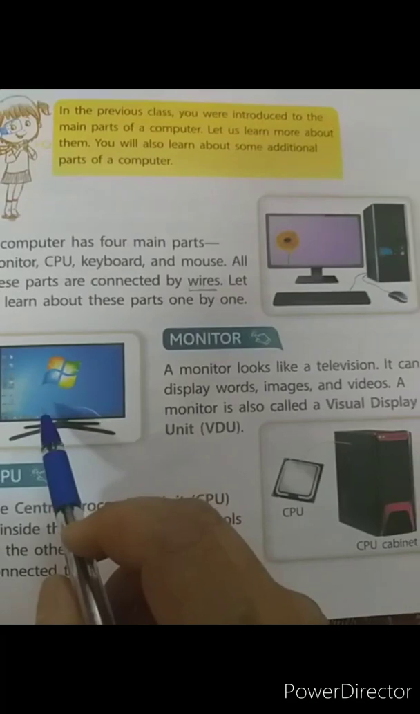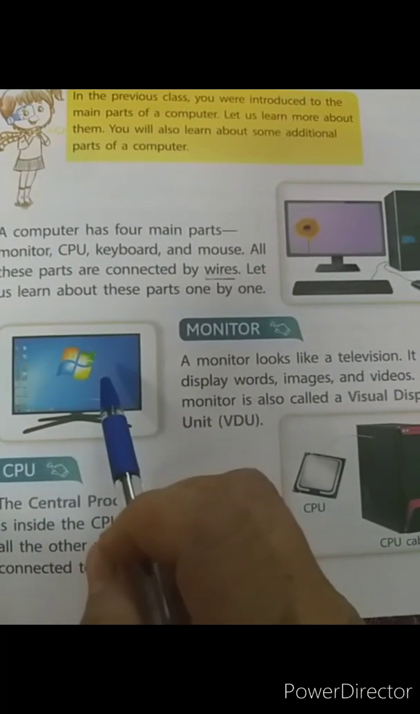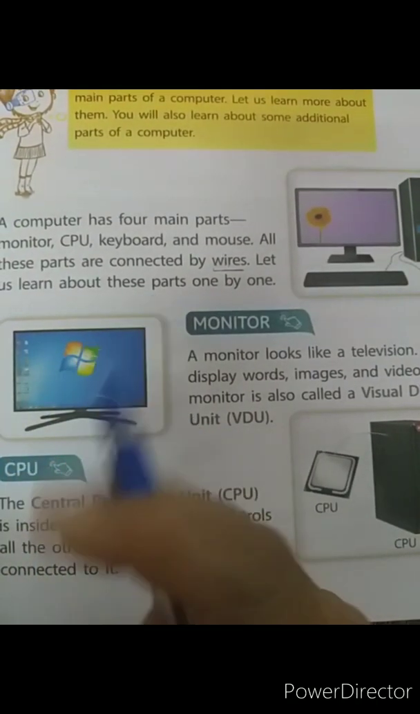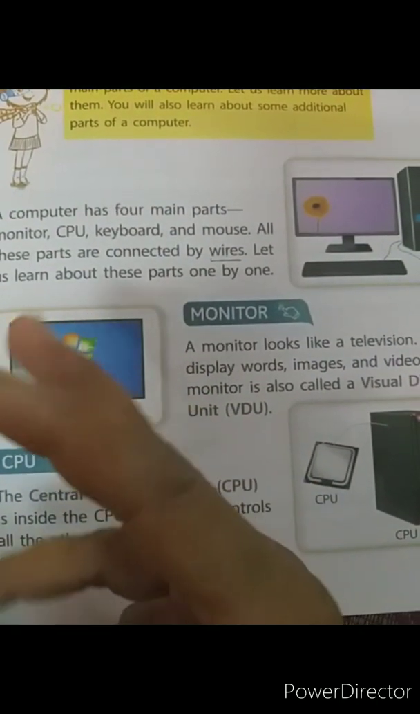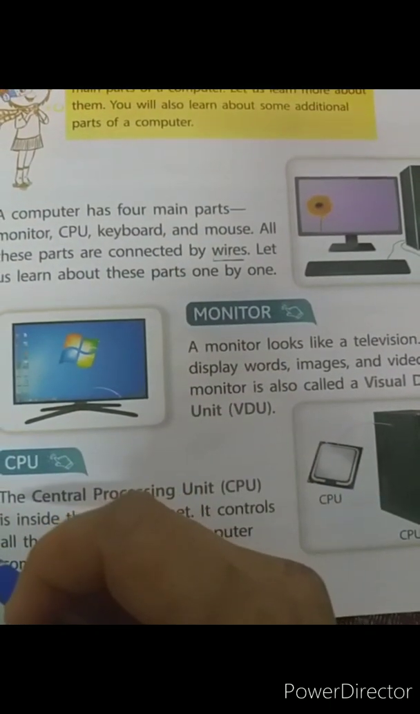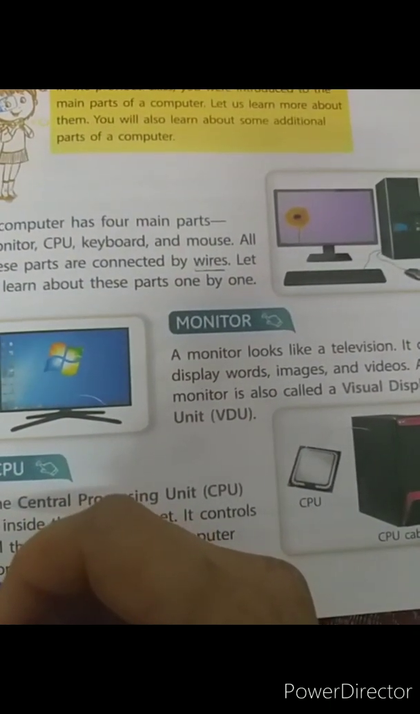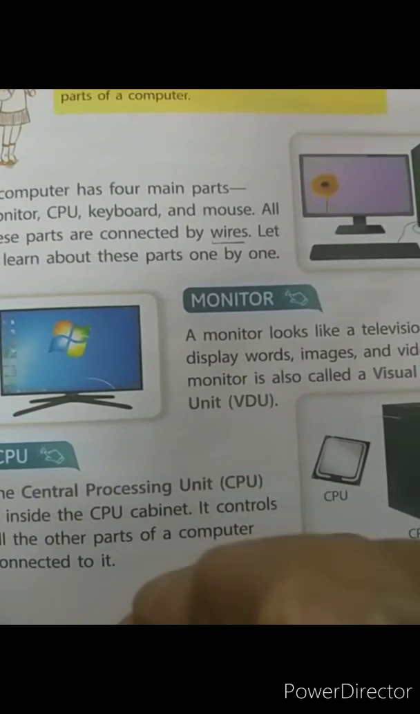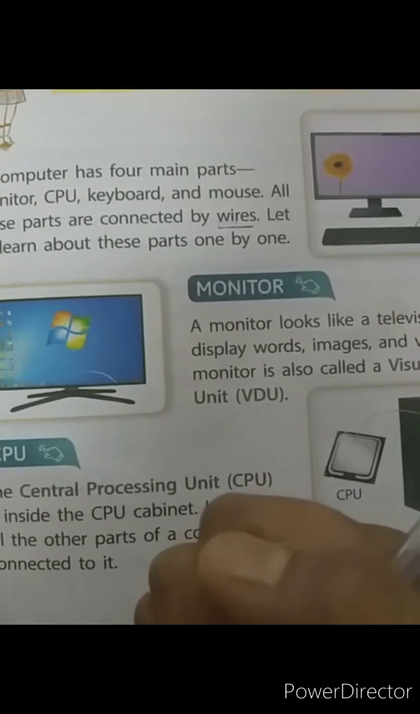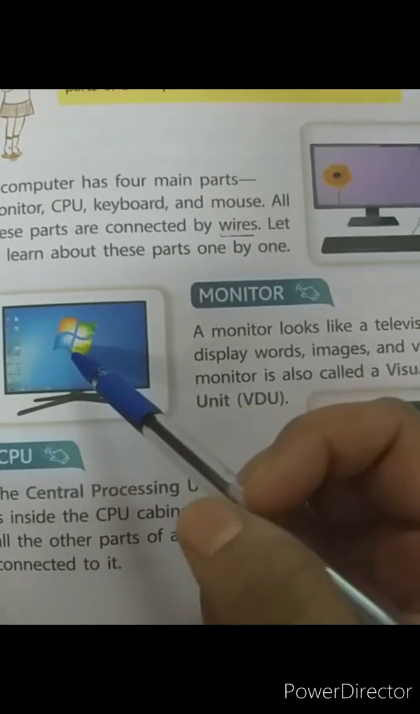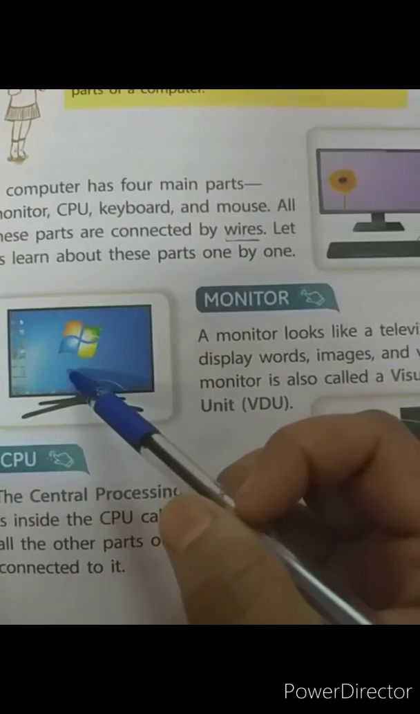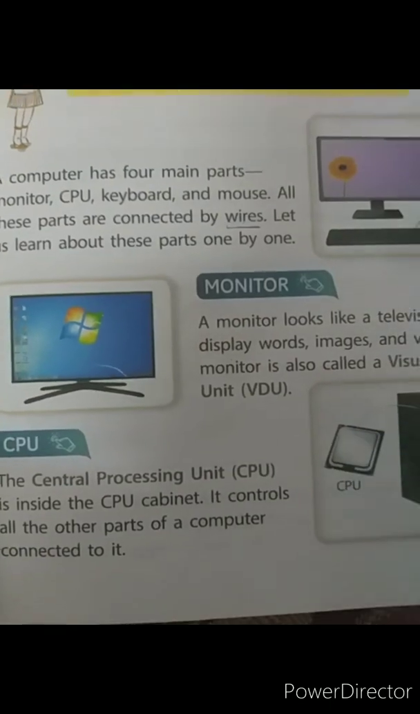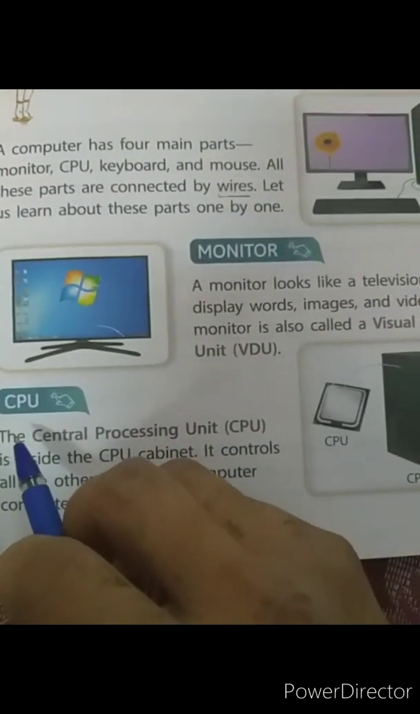So, monitor looks like a television. And it can display. We can see the words, images, videos. We can listen to music and many more things. We can draw pictures. We can save files. We can do everything, and it will display in the monitor. Is that clear?